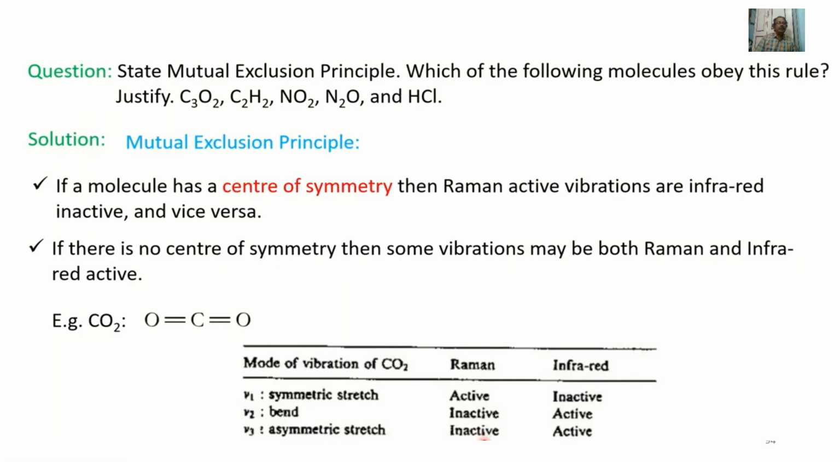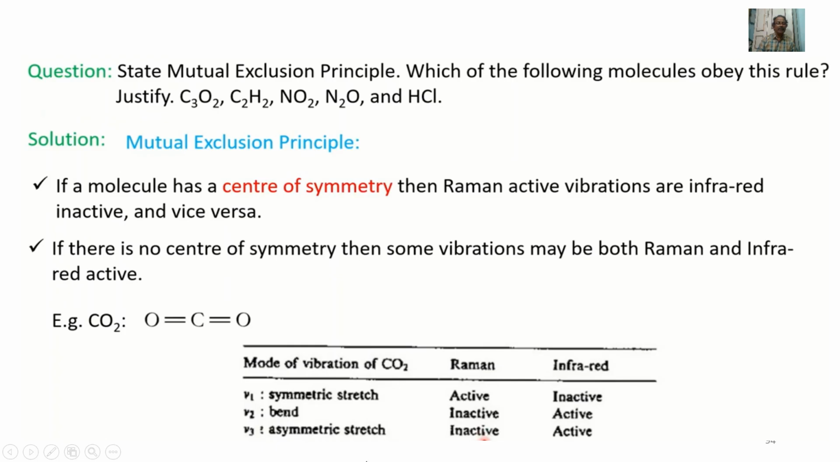Now let us have one question. State the mutual exclusion principle. Which of the following molecules obey this rule, and justify: C3O2, C2H2, NO2, H2O and HCl. Of course, we have already explained the mutual exclusion principle, which says that if a molecule has a center of symmetry, then Raman active vibrations are infrared inactive and vice versa. If there is no center of symmetry, then some vibrations may be both Raman and infrared active.